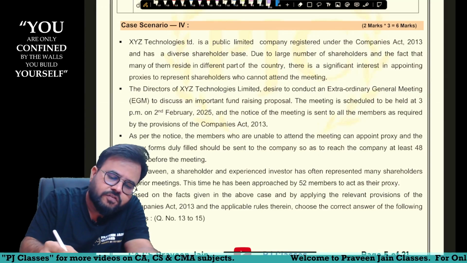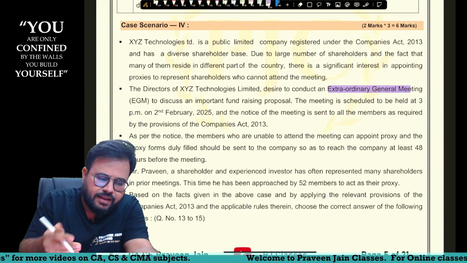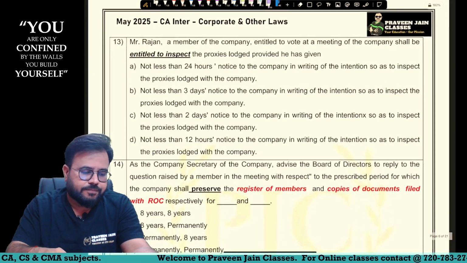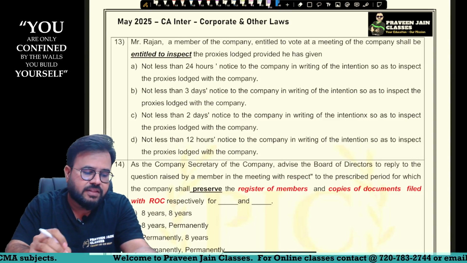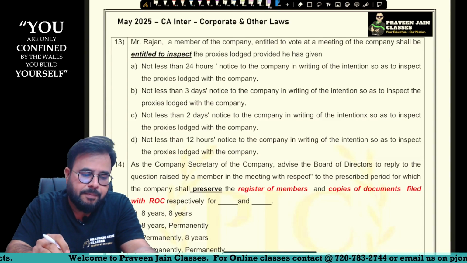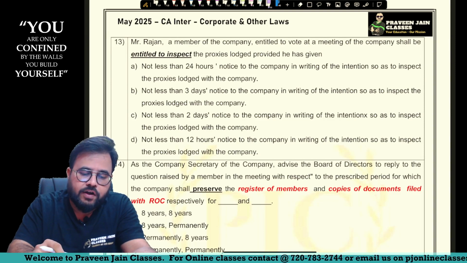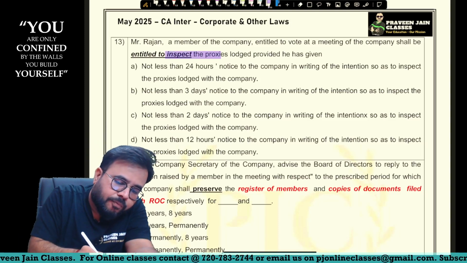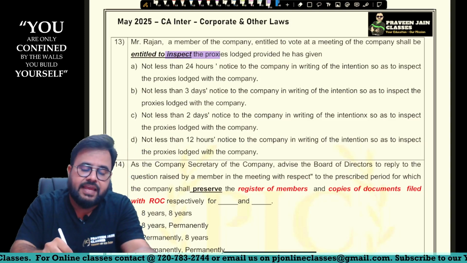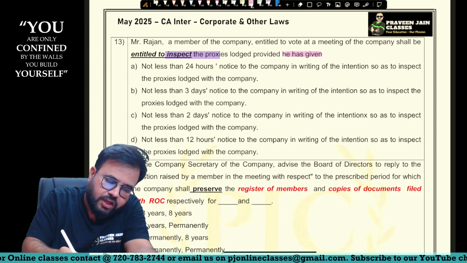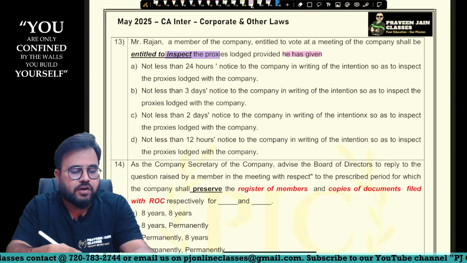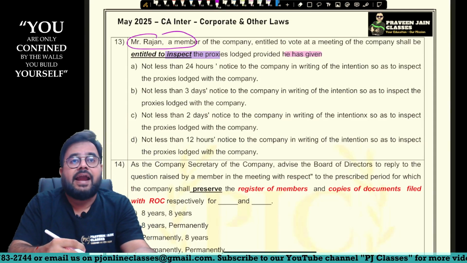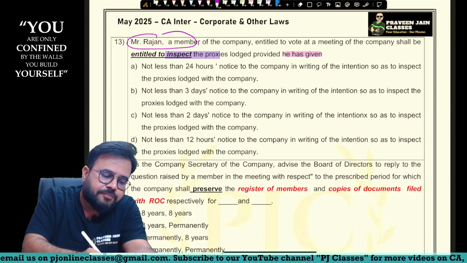Okay, so this is the meetings chapter, sir. Here also what I have observed is, if you see the questions, you can easily give the answer, sir. So 13 points, sir. 13th MCQ. Mr. Rajan, a member of a company entitled to vote at the meeting of the company, shall be entitled to inspect the proxies lodged provided he has given. So here we are talking about proxy inspection. Mr. Rajan is an existing member and he wants to exercise his right of inspecting the proxies.